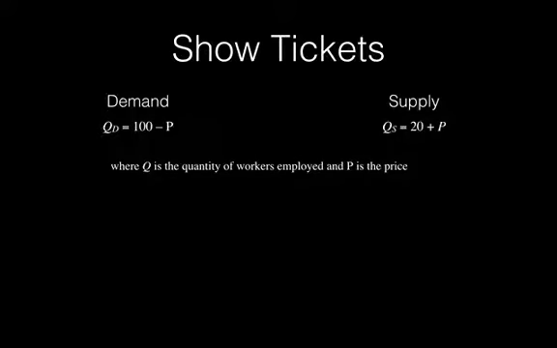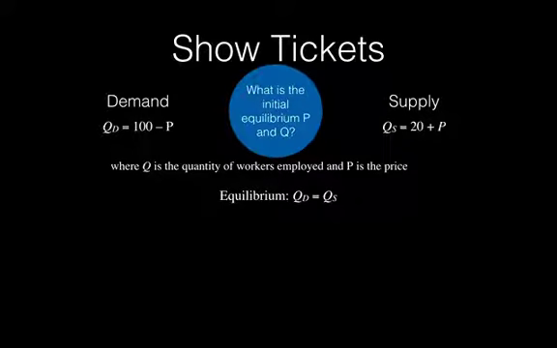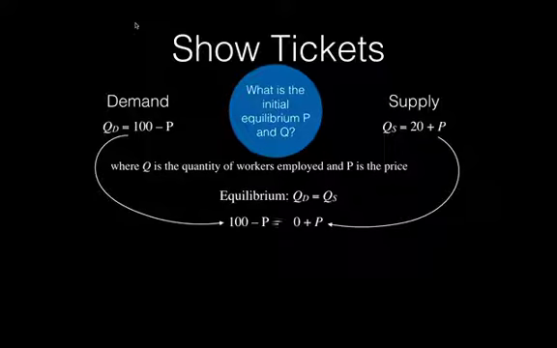So in this one, we're looking at the supply and demand of show tickets. The quantity demanded is equal to 100 minus P, and the quantity supplied is equal to 20 plus P. So in order to get the equilibrium, what do we do? We set the demand equation and the supply equation equal to one another. So we have 100 minus P is equal to 20 plus P. So if we add P to both sides and subtract 20 from both sides, we end up with 80 is equal to 2P, and dividing by 2 gives us an equilibrium price of 40.